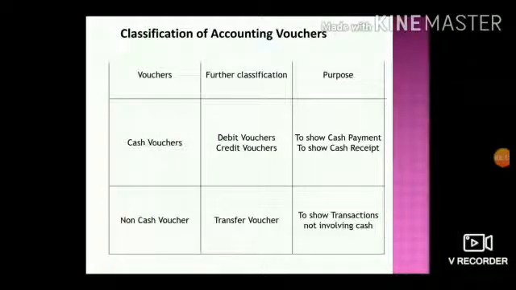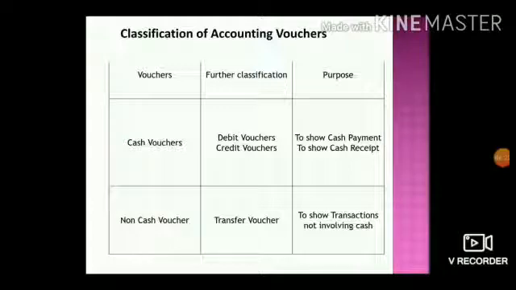Let us look at the classification of accounting vouchers. There are two types of vouchers, cash vouchers and non-cash vouchers. As the name indicates, cash vouchers are used when there is a transaction based on cash, and non-cash vouchers are used when cash is not involved. During a credit purchase or sales, non-cash voucher is used.